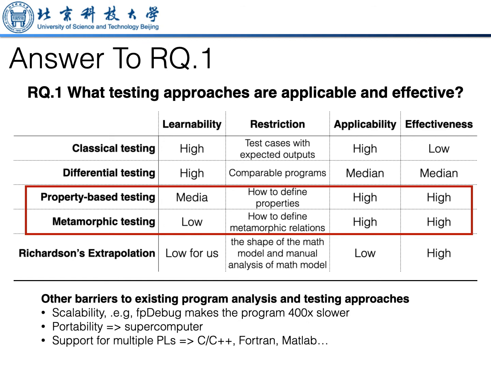Regarding other barriers, the scalability, the portability, and support for multiple programming languages cannot be neglected. Many program analysis and testing approaches cannot be used due to the scalability reason. For instance, we try to use FPDebug, a dynamic floating point error analysis tool, to examine our programs. However, when FPDebug is turned on, the program becomes around 400 times slower. Since our programs may require thousands of core hours to return a result, FPDebug cannot be used in this situation. Portability is another issue. Our programs are usually run on a supercomputer, on which most existing software testing tools cannot be used.